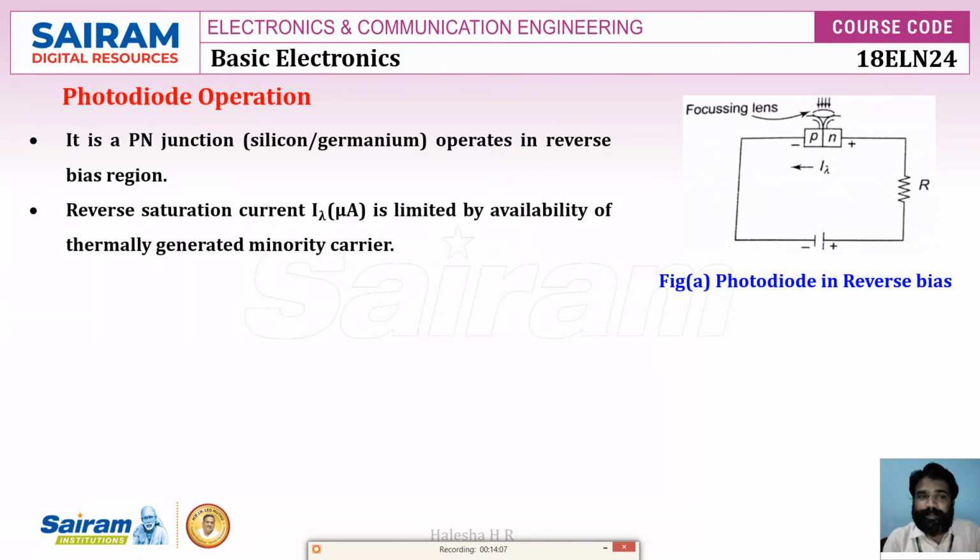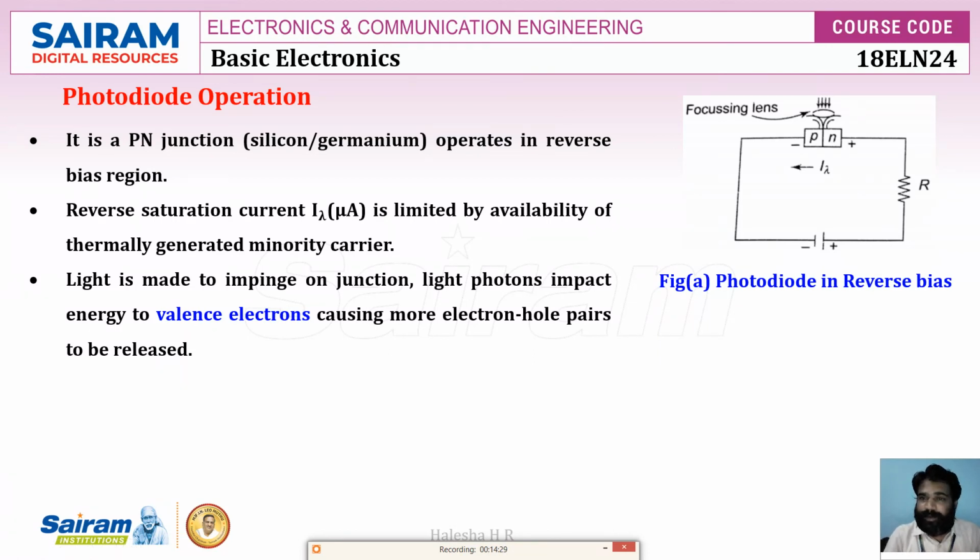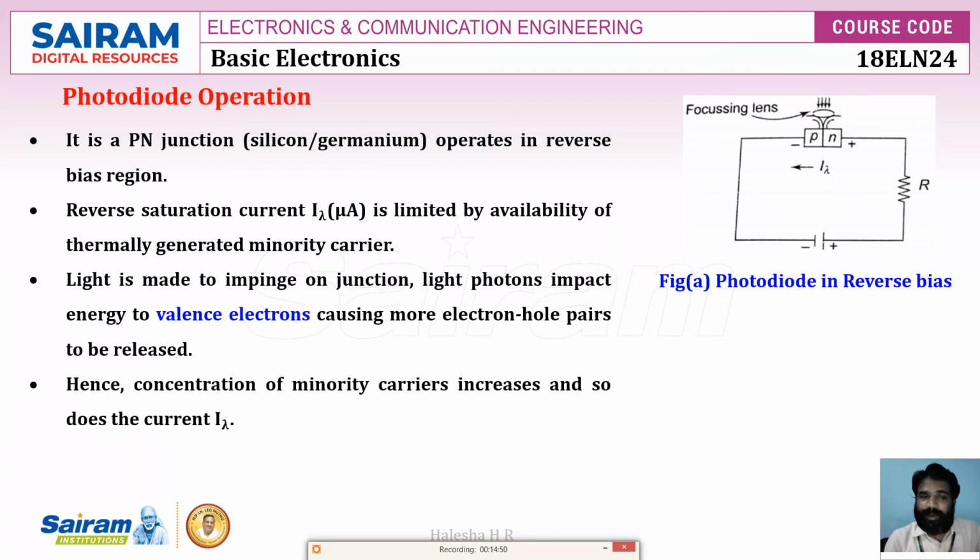Reverse biased. Okay. So the reverse saturation current is I lambda. It is expressed in microamps and is limited by the availability of thermally generated minority charge carriers. Here this is a focusing lens. To this focusing lens we apply the light. Light is made to fall on the junction. So light photons impart energy to valence electrons, causing more electron hole pairs to be released. Valence electrons means electrons in the outer shell. Hence the concentration of minority carriers increases, and so does the current, that is I lambda.